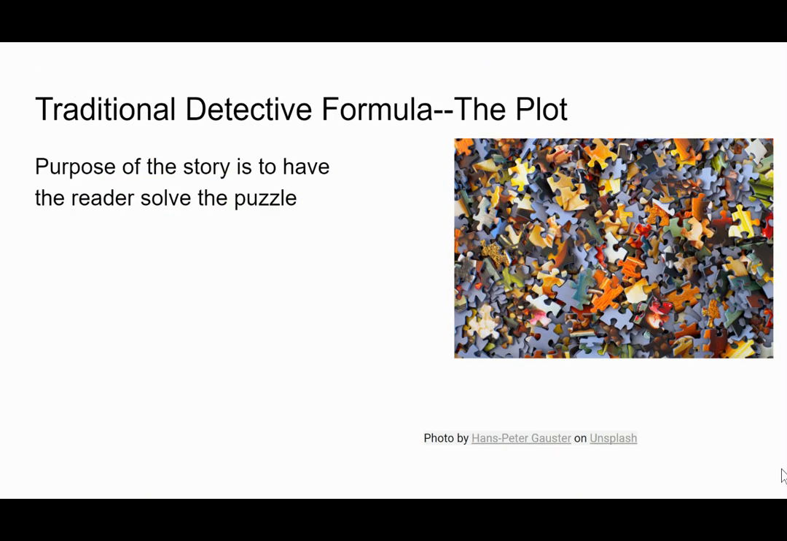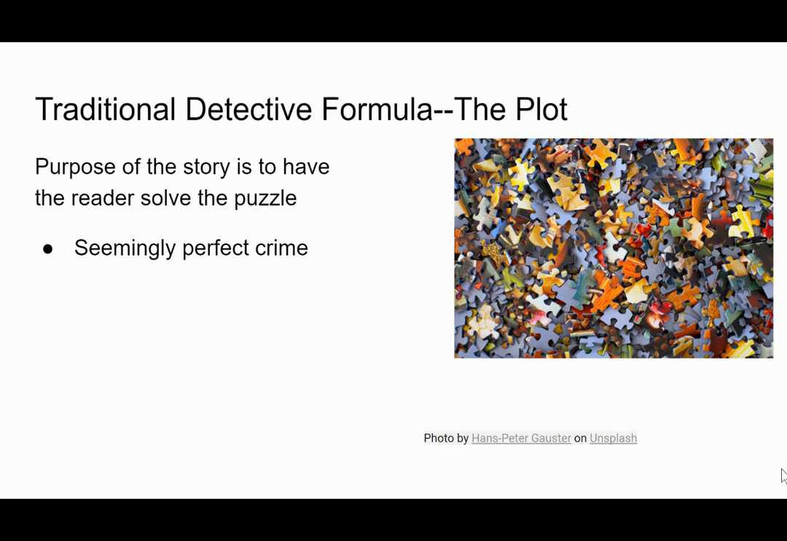And we're going to go beyond that by looking at what this novel might be. We're going to begin by looking at what's called the traditional detective formula. In the traditional detective formula, the purpose of the story is to have the reader solve the puzzle. There's been a murder, there's been some sort of heinous crime, and the reader is invited to go along with the detective and to try to solve the puzzle before the detective solves the puzzle.